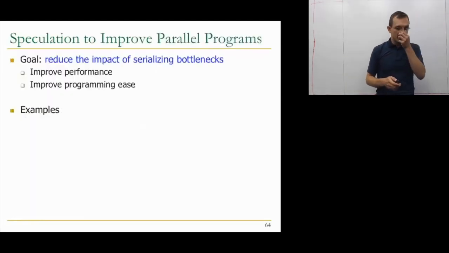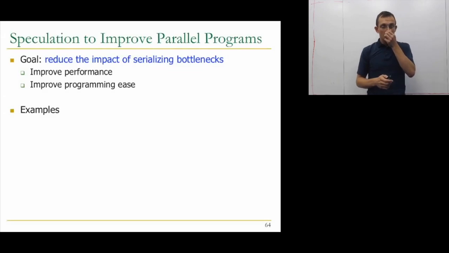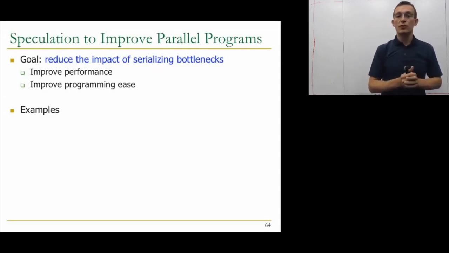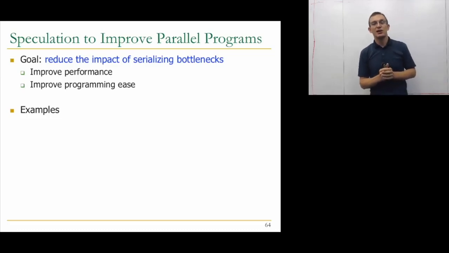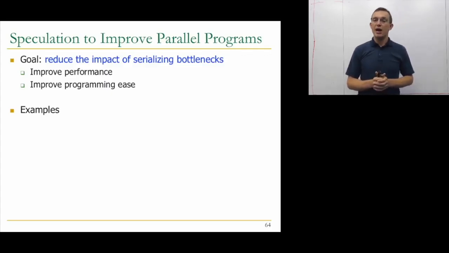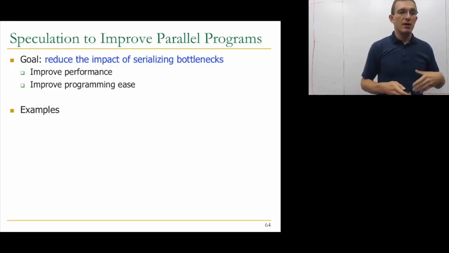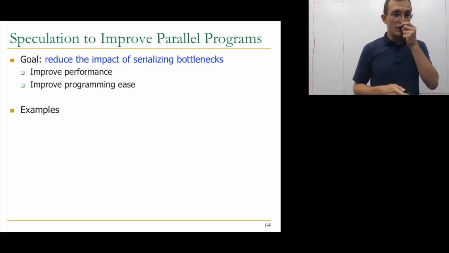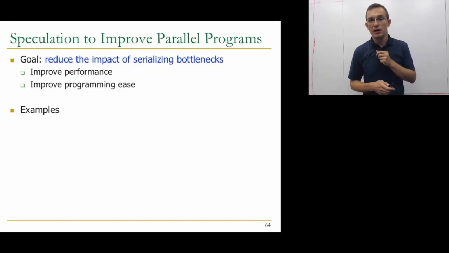We'll cover some of these readings as we go along. But what is the goal of speculation to improve parallel programs? The basic goal is to reduce the impact of serializing bottlenecks, in particular locks or critical sections. The goal is to improve performance and improve programming ease. And in this case, programming ease will be one of our utmost concerns.